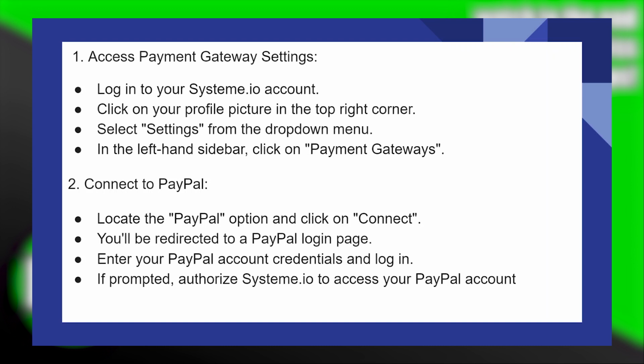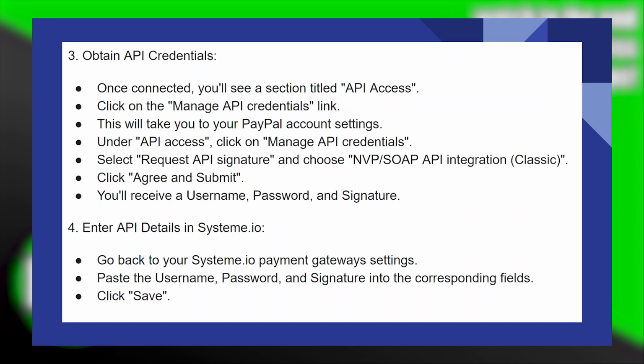You will be redirected to a PayPal login page. Enter your PayPal account credentials and log in. If prompted, authorize system.io to access your PayPal account. Once connected, you will see a section titled API Access.